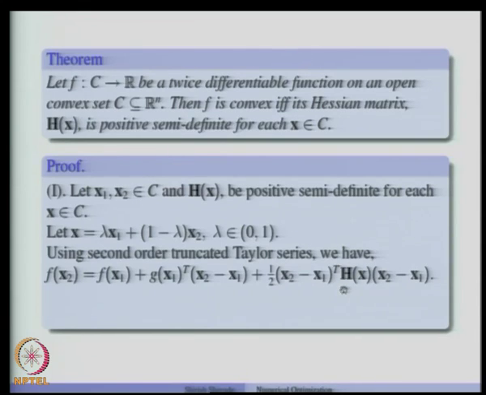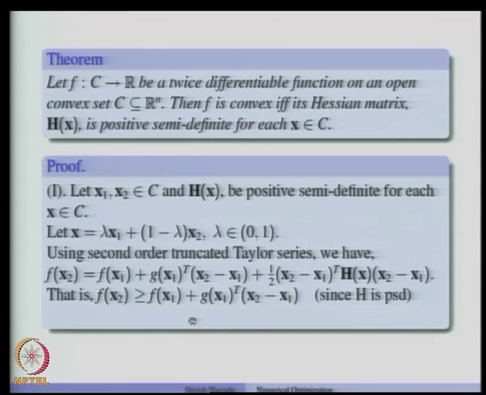non-negative. So, therefore, we can write f of x2 to be greater than or equal to f of x1 plus g of x1 transpose (x2 minus x1). And by our earlier theorem, this means that the function f is convex. So, this is the first part of the proof.